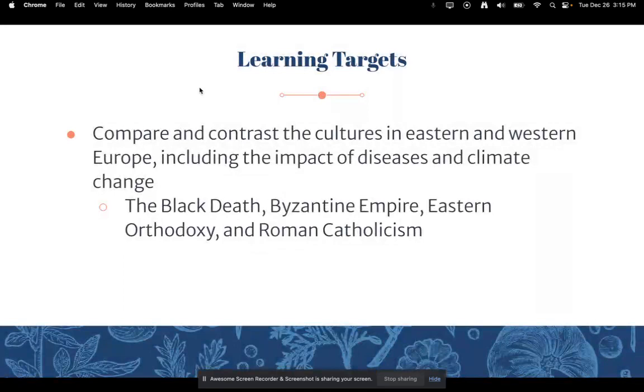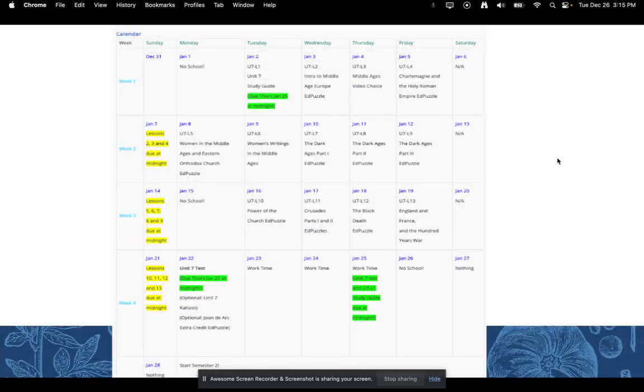Learning targets: compare and contrast the cultures in Eastern and Western Europe, including the impact of disease and climate change. Today, we're going to talk mostly about everyday peasant life in the Middle Ages. But throughout the unit, we'll also touch on things like the Black Death, Byzantine Empire, Eastern Orthodoxy, and Roman Catholicism, and we'll talk about the Roman Catholic Church today as well.